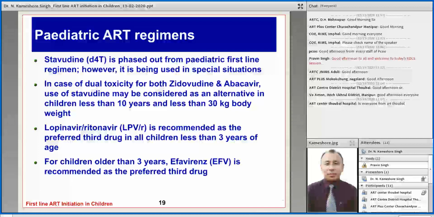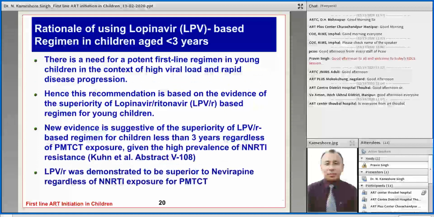Lopinavir-ritonavir is recommended as a preferred third drug in all children less than 3 years of age. For children older than 3 years and more than 10 kg, efavirenz is recommended as a preferred third drug during ART.